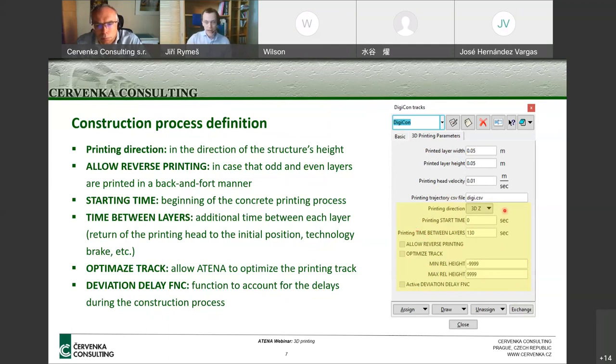Then you need to specify the printing direction. This is the direction of the height of the printing structure. And you can use some other options, such as printing time, to define different beginning time for all the elements, or define some time between each layers to account for some construction delays, or when the crane goes from the end to the beginning of the printing track. And there are also some advanced features for optimizing the printing trajectory.